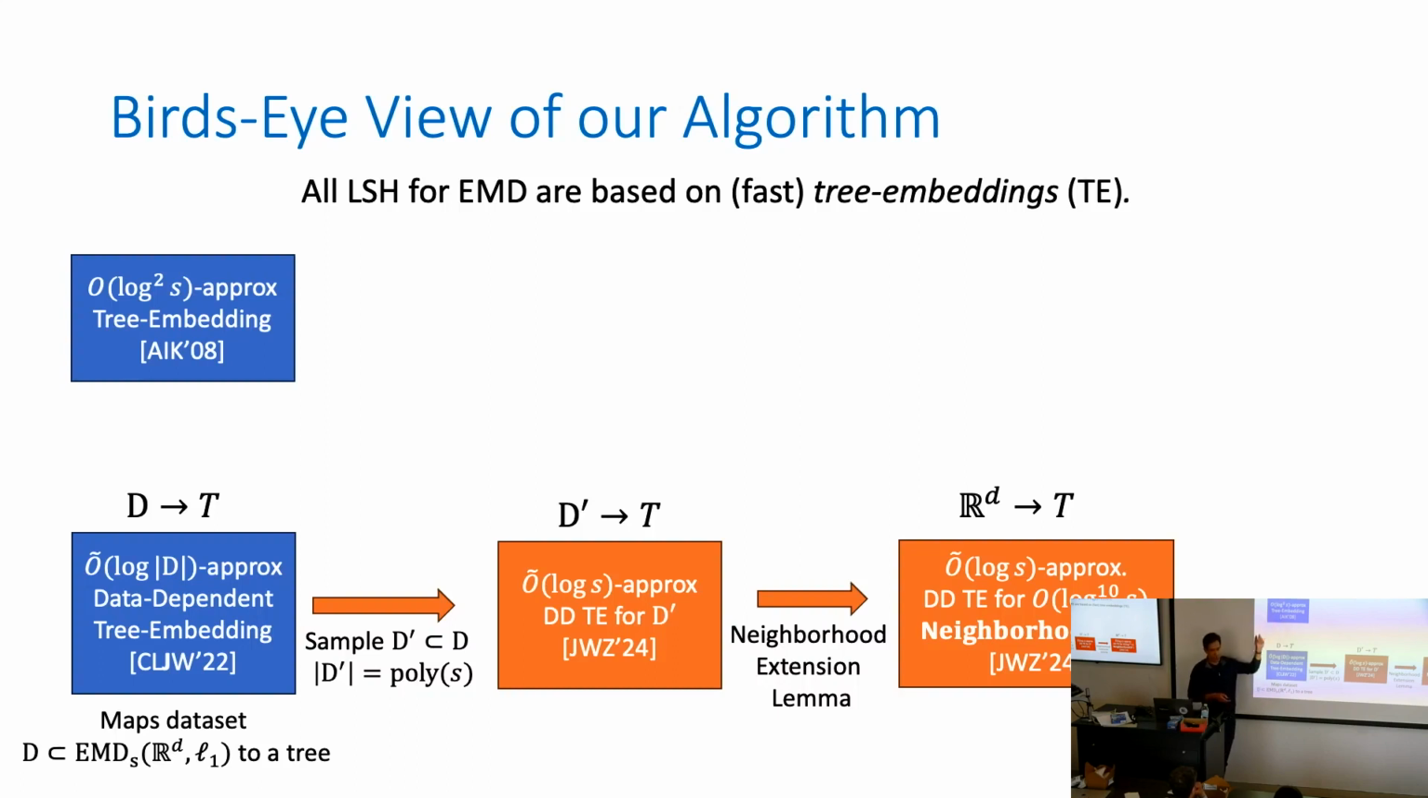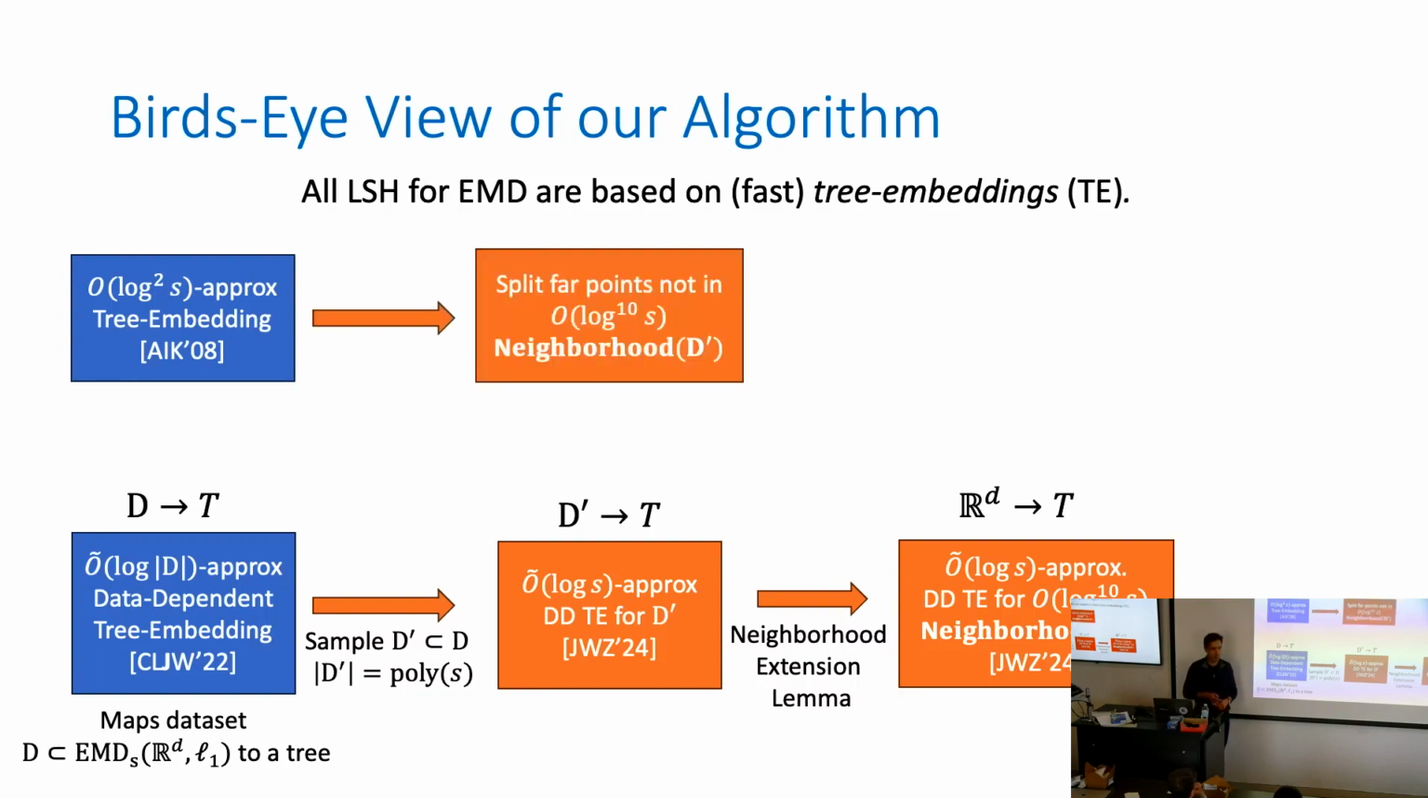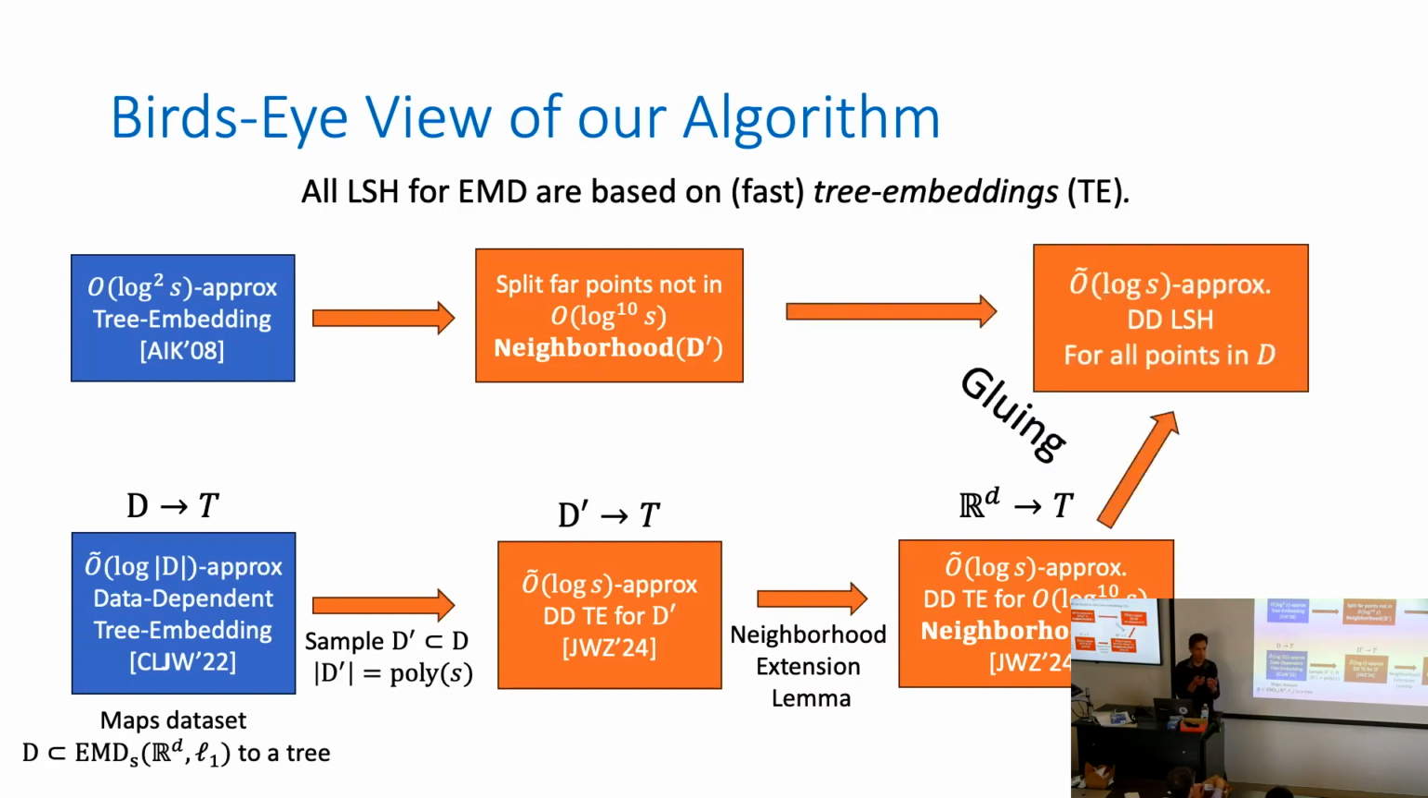And for that, we're going to use this earlier approximation. This is a worse approximation than log s, but it's enough to distinguish distance r from distance r times log 10s. So this is where we can use this to split off the points that are far from a sample. And then finally, we'll glue these things together so that the close points are handled using this data-dependent approach, and the far points from the sample are handled using this earlier approach. And that will be enough to get our final picture. So this is where we're going to go.